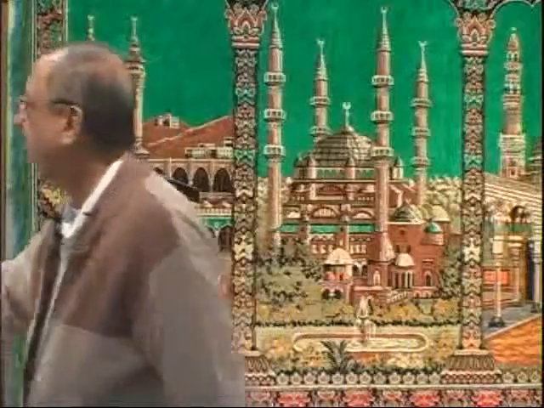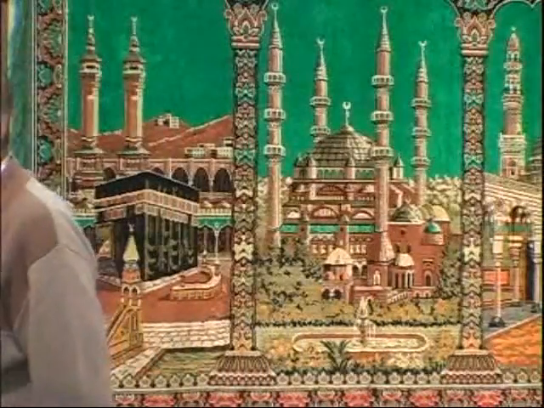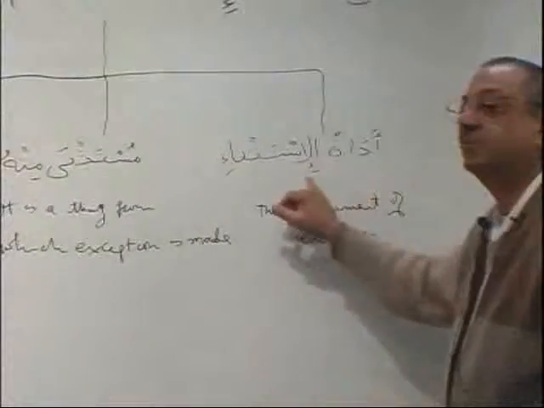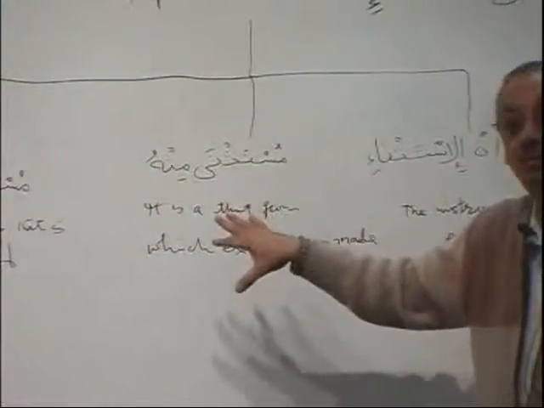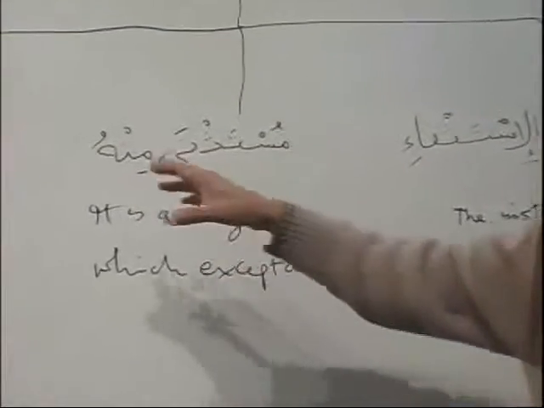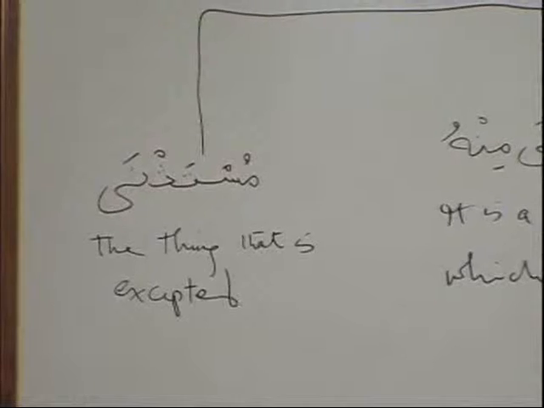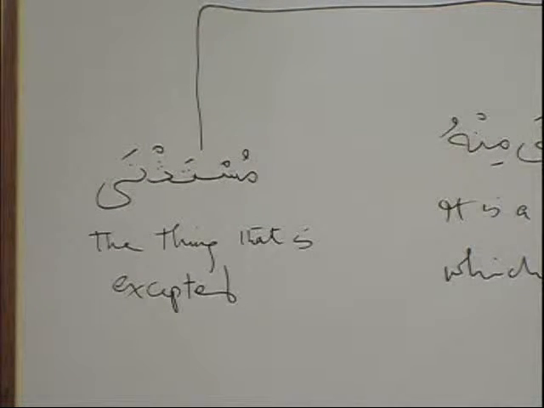The istithna has 3 elements. Are you with me? The istithna has 3 elements. What are they, brothers and sisters? Adatul istithna, the instrument. Mustasna minhu. And then mustasna. They are the 3 elements. So we are studying al-istithna'u, which is exception.